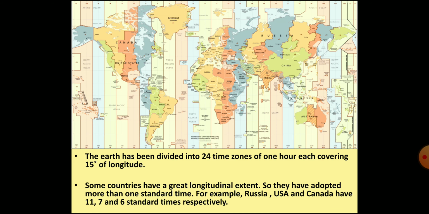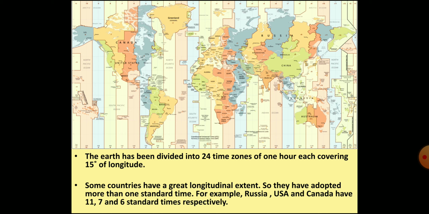Now look at the map in front of you. You will see various vertical colored stripes. These stripes show that the whole earth has been divided into 24 time zones. Each zone is of 1 hour that covers 15 degrees of longitude. You will also notice that the time zones east of Greenwich are indicated with a plus sign, which is the indication of being ahead of Greenwich time.